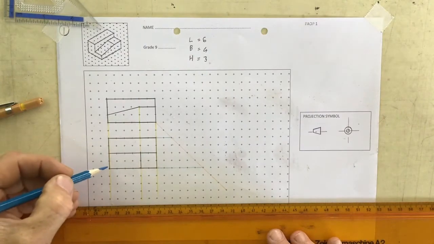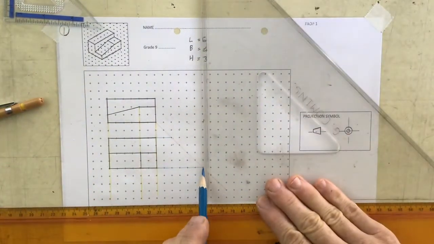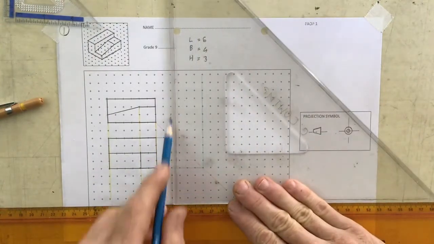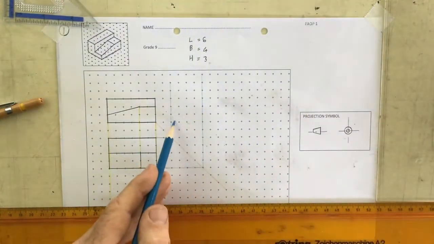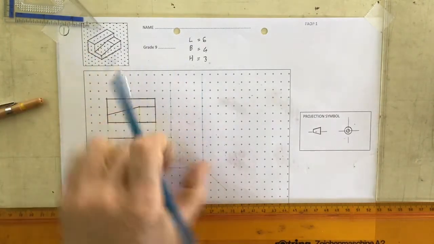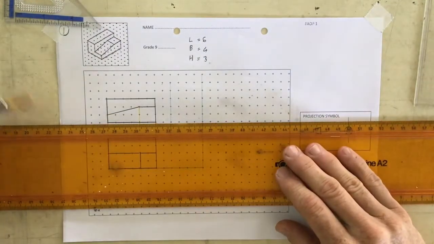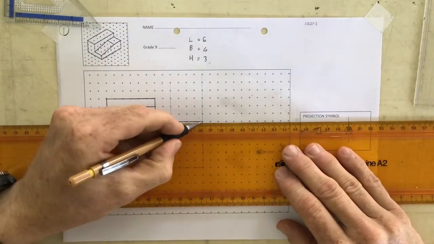How many blocks? 1, 2, 3, 4 blocks for my breadth. I'm going to take that up. Nick, watch this. 1, 2, 3, 4 blocks. Can you see that transfer of the information over there? Now I can come across and I can say, well, the base of this thing, I can draw that in. That's easy enough.